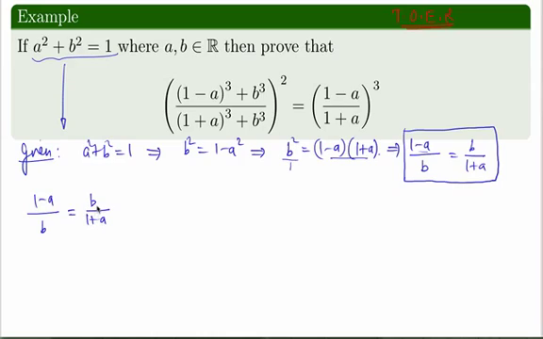Yeah. Now the next step will be, we want cubes here. Can you see everywhere b has a cube, 1 plus a has a cube, 1 minus a has a cube. So I can say that at this stage we cube on both sides. So after that we get 1 minus a the whole cube upon b cube equals b cube upon 1 plus a the whole cube. Yeah.